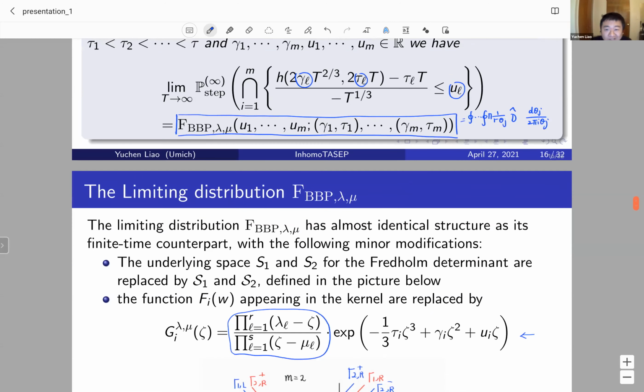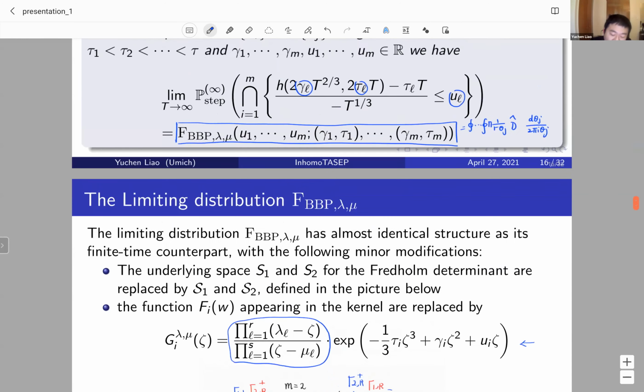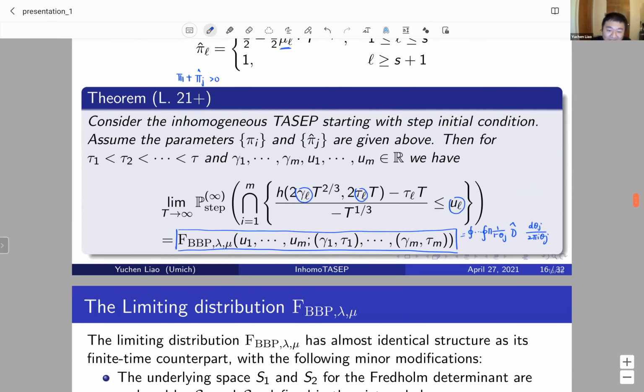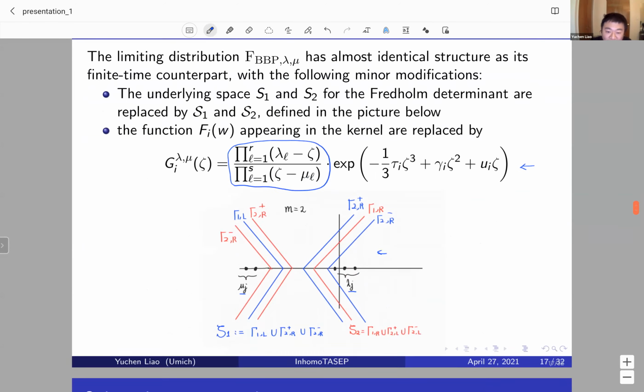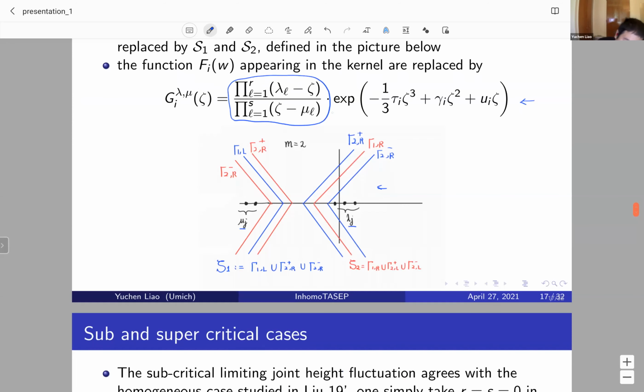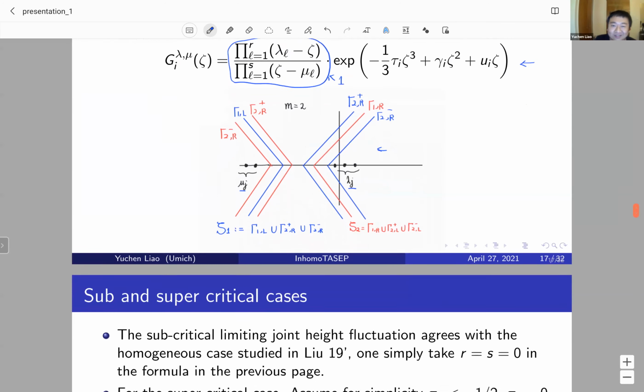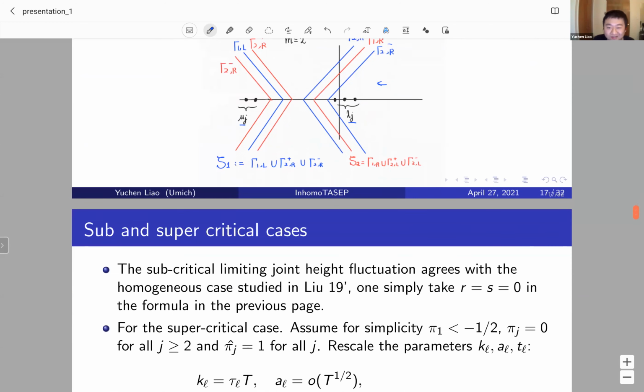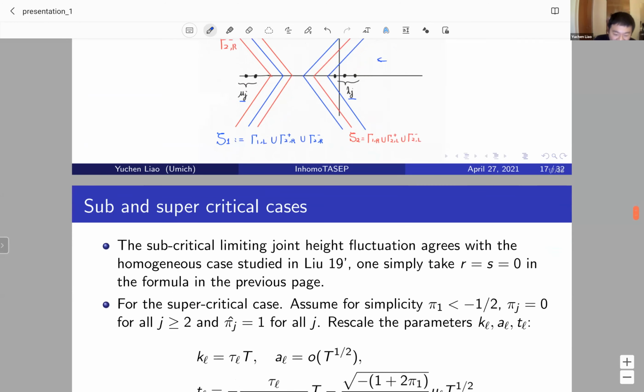The subcritical case, as described before, is the same as the homogeneous one, but with a minor modification: by setting this factor to be one, one gets the Airy-type Fourier mode, and everything else remains the same.